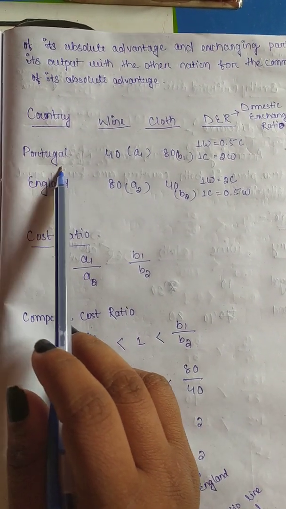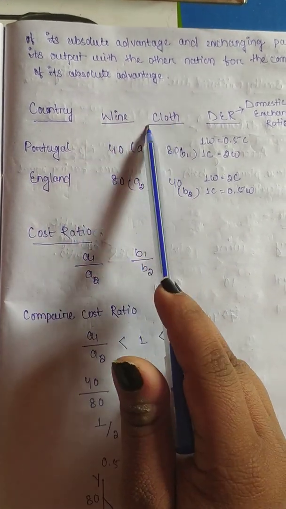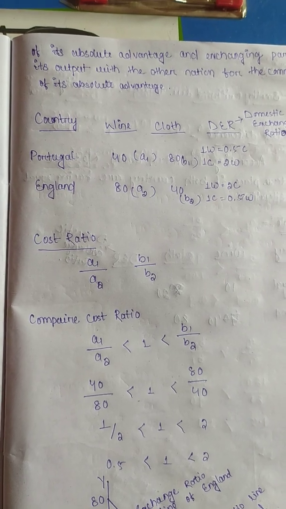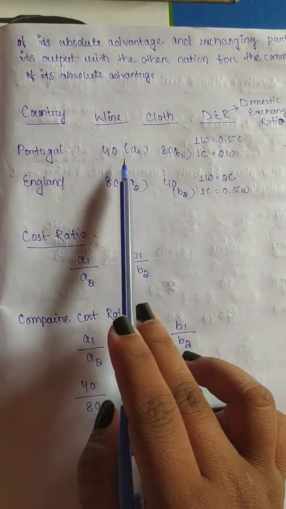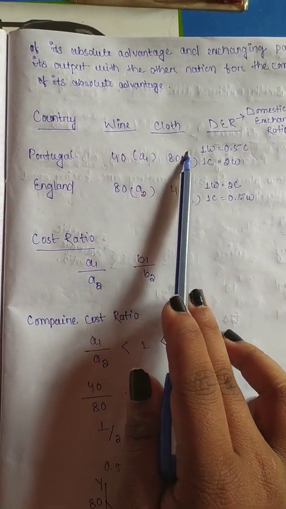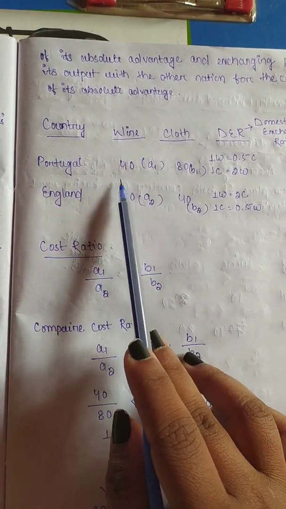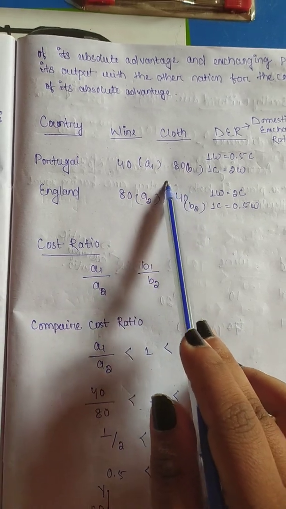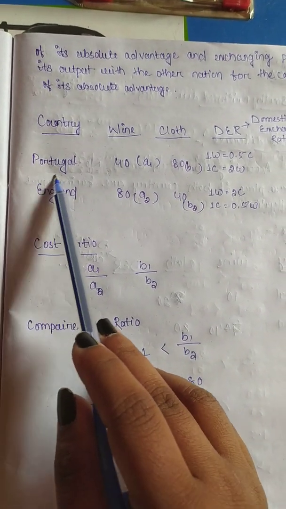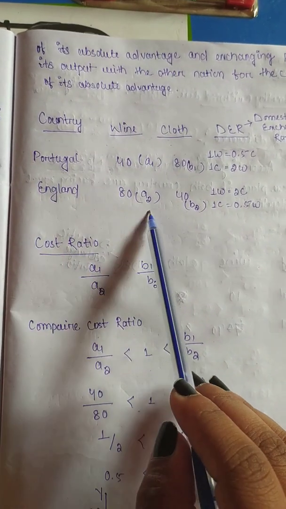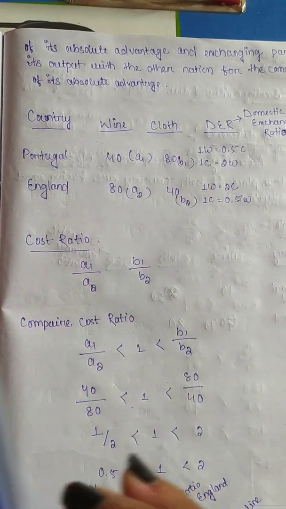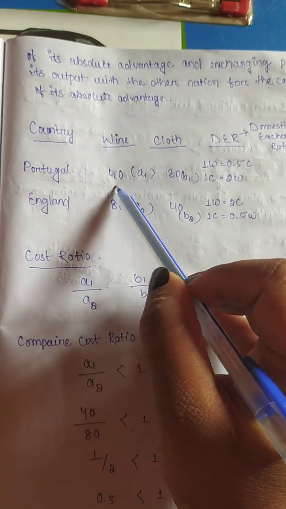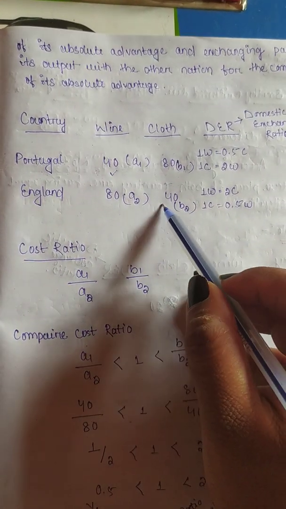Suppose we have two countries, that is Portugal and England. Suppose there are two commodities, wine and cloth. Both countries' wine and cloth costs are defined as per the labor cost. First of all, let's see Portugal. For producing wine, Portugal uses 40 labor units, and for producing cloth, Portugal uses 80 labor units. On the other hand, England is another country which produces wine with 80 labor units and cloth with 40 labor units. Here we can see that Portugal is more efficient in the production of wine and England is more efficient in the production of cloth.